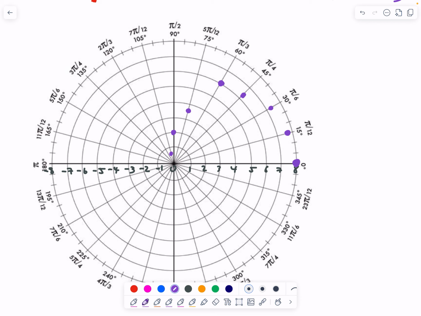And then, did I miss anything? How come the graph doesn't look right? Okay, checking. Pi over 3, pi over 3 is 5. Okay, this is a mistake. This is supposed to be a 5. So 5 is right here, and then we have this curve at this time.